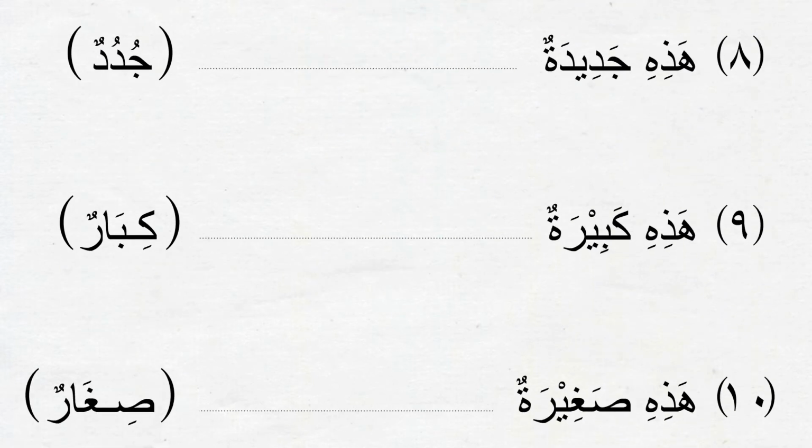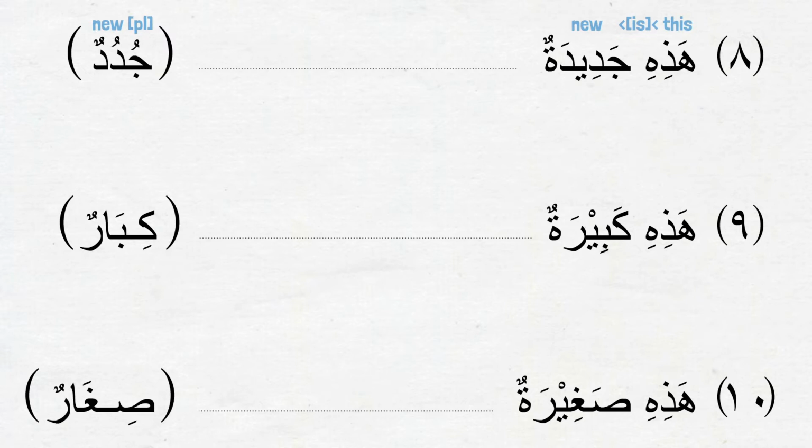In the next few sentences, we will see examples of the mu'annath ism having the same broken plural pattern as the mudhakkar ism. For example, sentence 8 is هذه جديدة. This is new. The plural of jadidatun is jududun. We know that jududun was also the plural form of the mudhakkar ism jadidun.